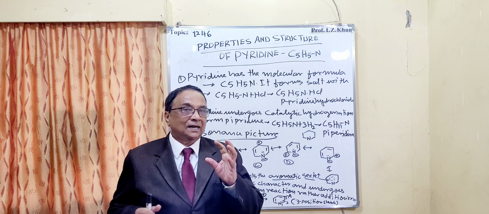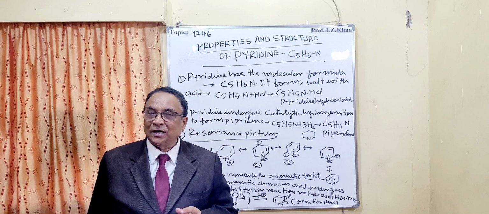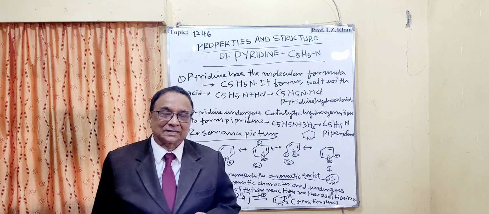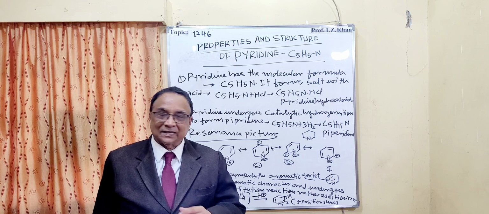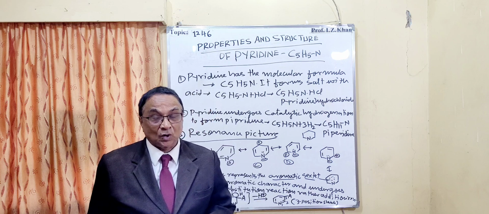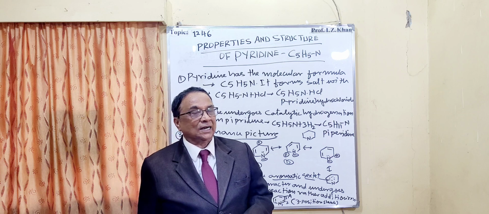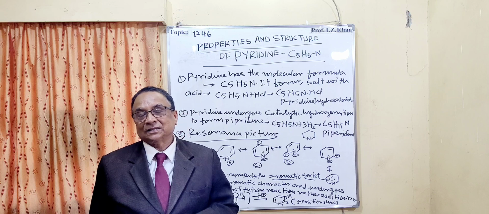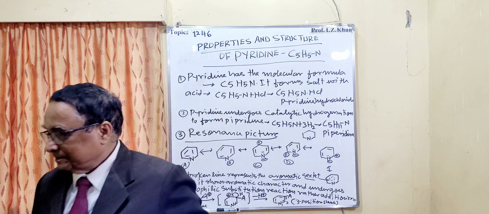The reason is that nitrogen is more electronegative, and it will not tolerate a positive charge sitting very close to nitrogen on carbon. That's why it is shifted to 3 position rather than 2. This is the main reason. That's why we get 3,5-substituted derivatives of pyridine.